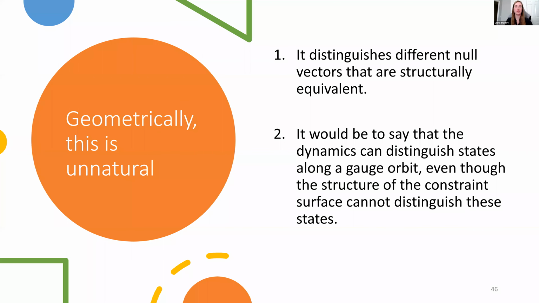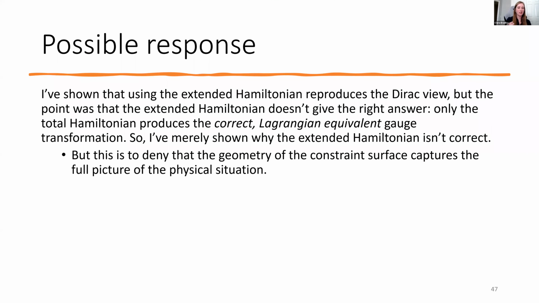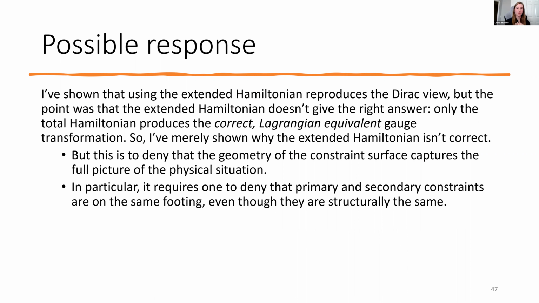So before I conclude, I'm just going to consider a possible response that one might make to my argument. So one might say, well, I've shown that using the extended Hamiltonian reproduces this Dirac view, but the whole point was that the extended Hamiltonian doesn't give us the right answer. Only the total Hamiltonian gives us the correct Lagrangian equivalent gauge transformations. So what I've merely done is show why the extended Hamiltonian is not correct. But as I've argued, to say this would really be to deny that the geometry of the constraint surface captures the full picture of the physical situation. In particular, it requires one to deny that the primary and secondary constraints are on the same footing, even though they seem to be structurally the same in this formalism.